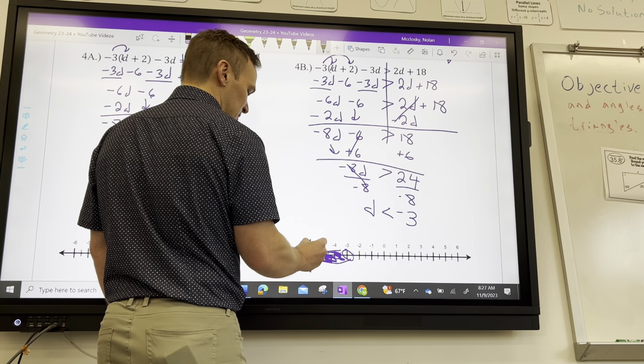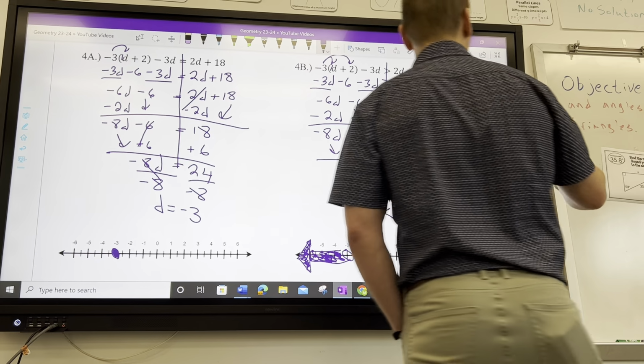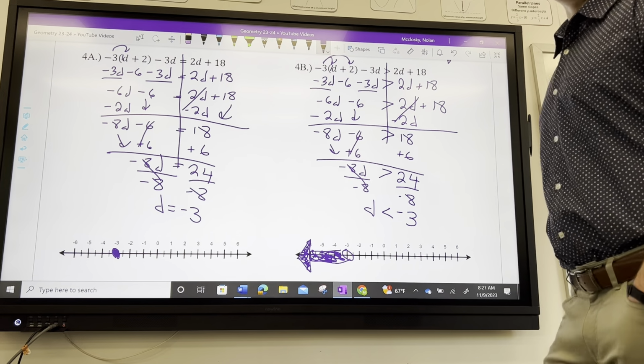There you have it. That is how you solve a linear inequality with just one variable and a graph on a number line.